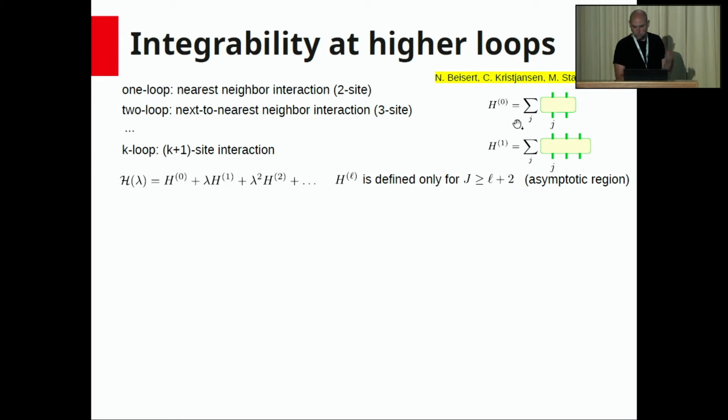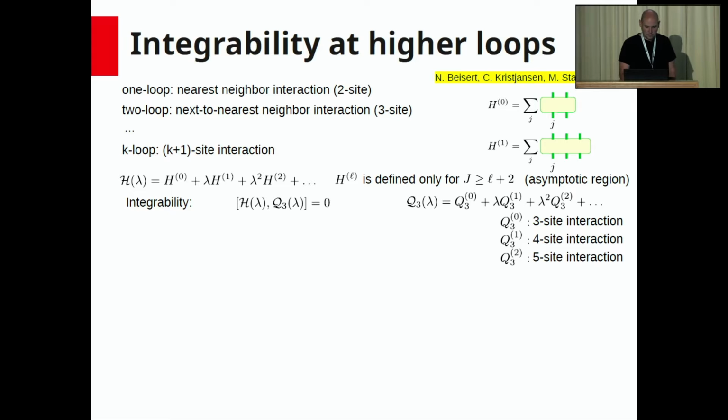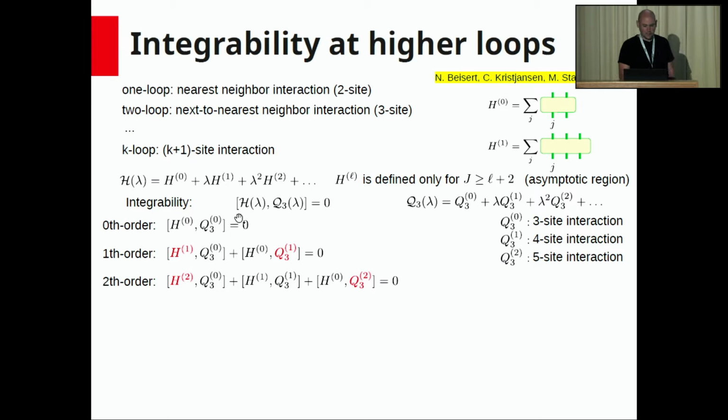I also use some graphical notation for this Hamiltonian. For example, this is the nearest neighbor Hamiltonian, and this is the Hamiltonian with three-site interaction. For an integrable Hamiltonian, there exist higher charges, for example Q3, and this Q3 has these interaction ranges. And we can expand this equation order by order.